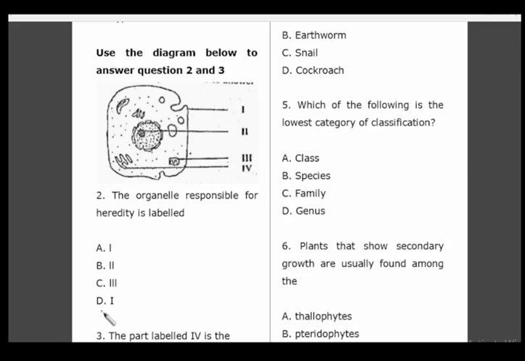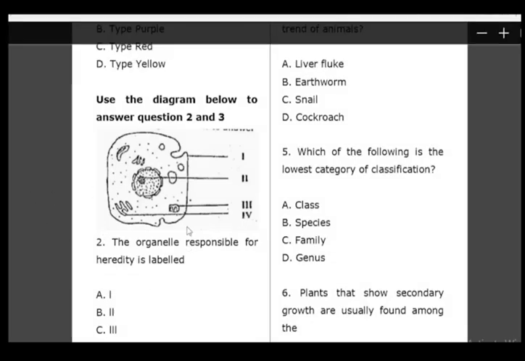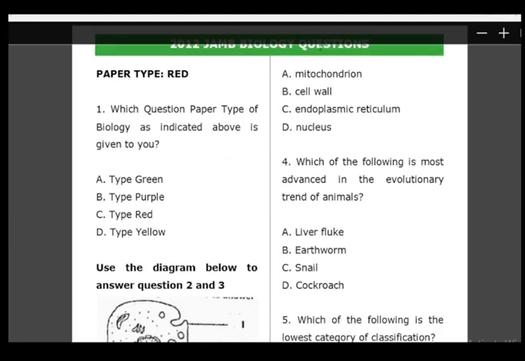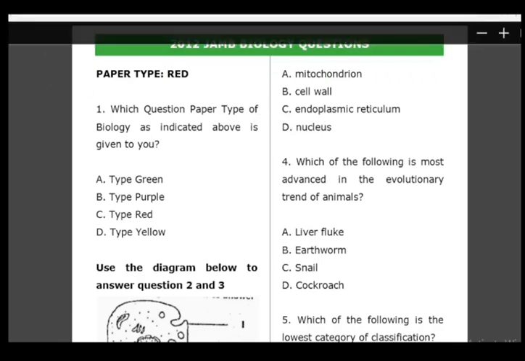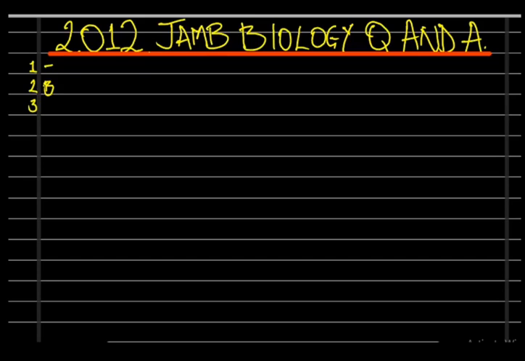So that is the answer to that particular question, IV. They said we should identify IV, the part labeled IV. So that is what it is, endoplasmic reticulum. So let us see if we have it in our option. Alright, option A says mitochondria, option B says cell wall, option C says endoplasmic reticulum, and option D there says nucleus. So our answer is option C, which is the endoplasmic reticulum.